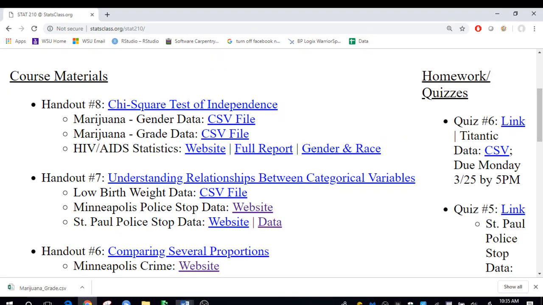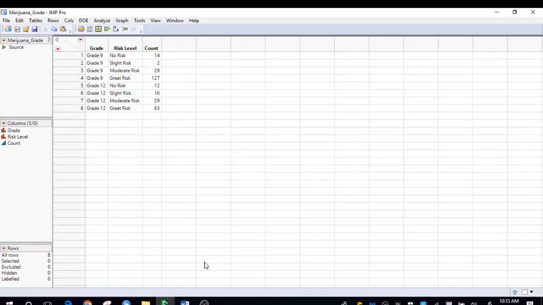So this data has already been given to you in a CSV format on our course website. It's that one there, marijuana grade data. You can download that and then open that in JMP. That'll save you typing that data in. So here's that data in JMP. There you can see the 14. Again, I got that from summing across the males and females, the 11 and the 3. The moderate risk, well, there's the 127 for the great risk.